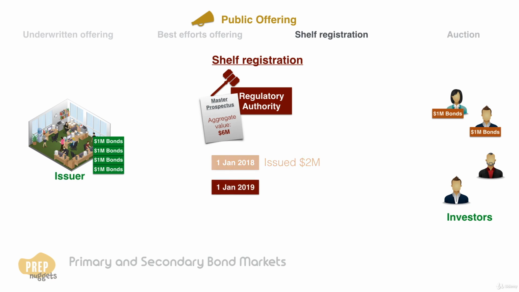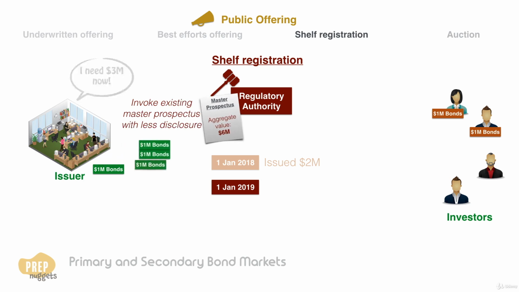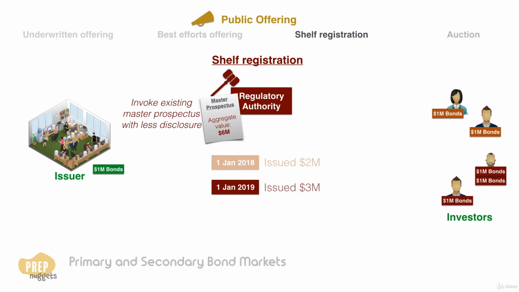The following year, it needs to raise $3 million. The issuer need not register another bond issue and go through the underwriting process. Rather, it can invoke the existing master prospectus and issue another $3 million to investors.